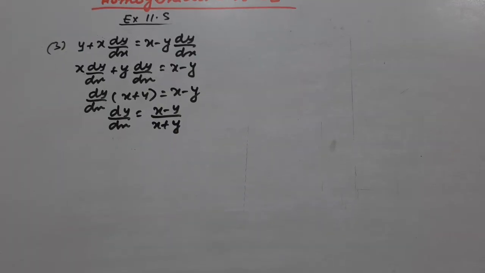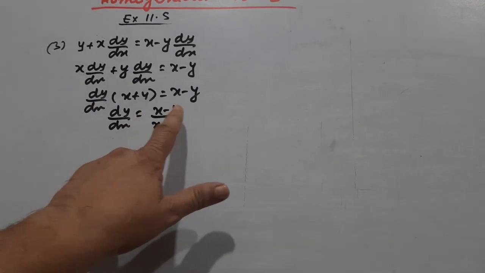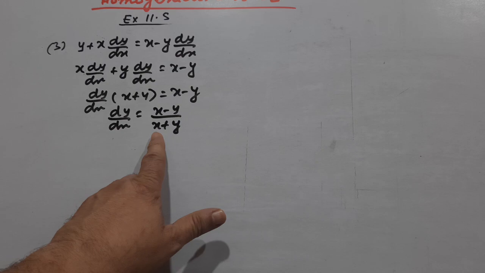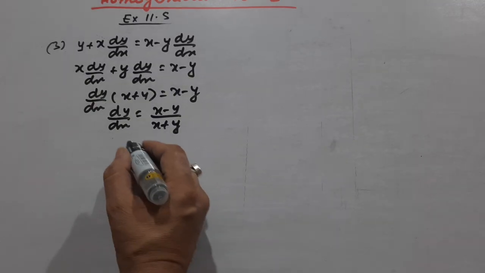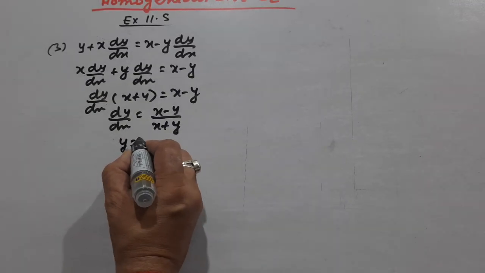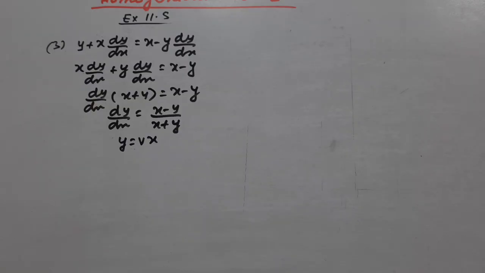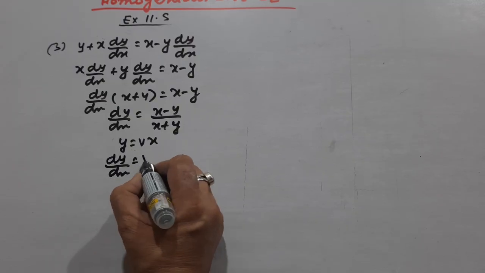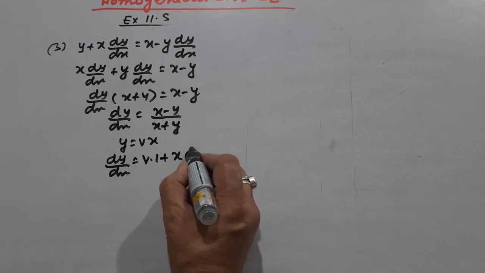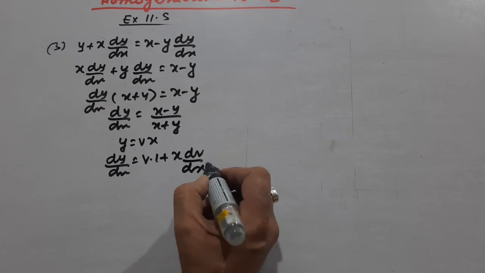Now again here the degree of numerator and denominator is the same. Here the degree of x is 1, the degree of y is 1, and in the denominator also the degree of x and y is 1. So it means this is homogeneous. When it is homogeneous, we put y = vx. This is the substitution we do in each and every question, y = vx. So differentiating, dy/dx = v · 1 + x dv/dx.